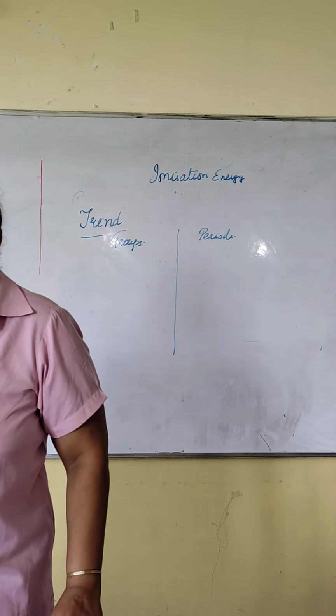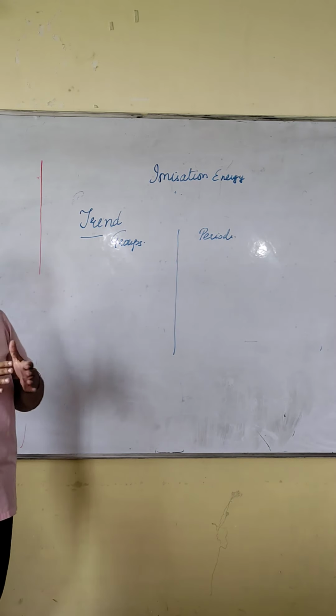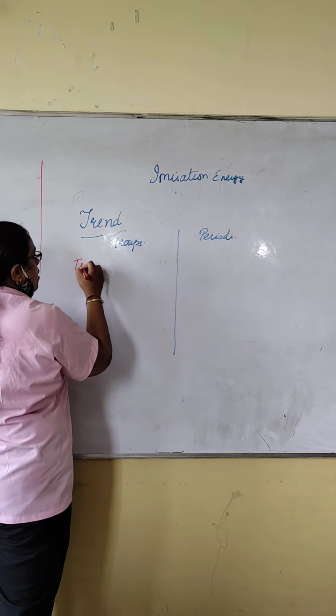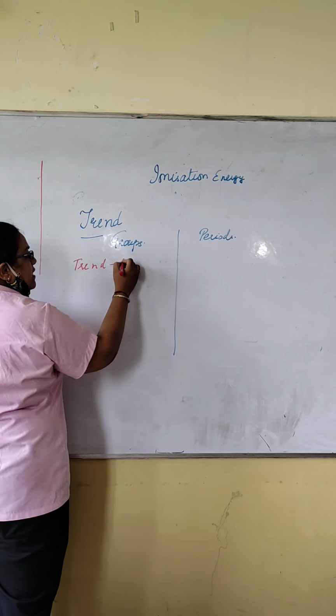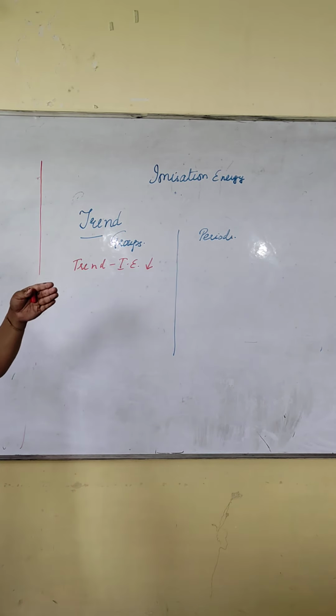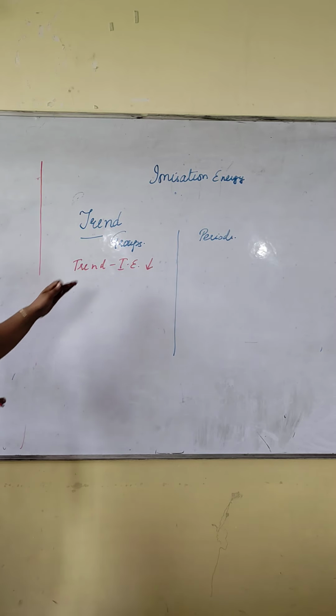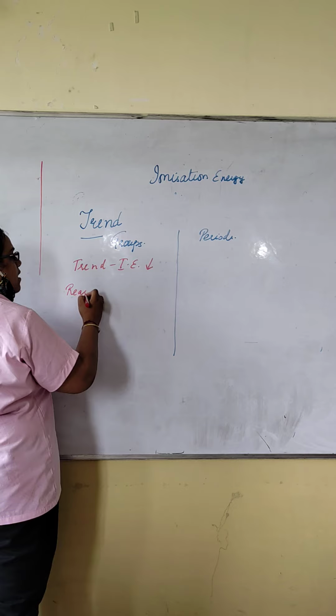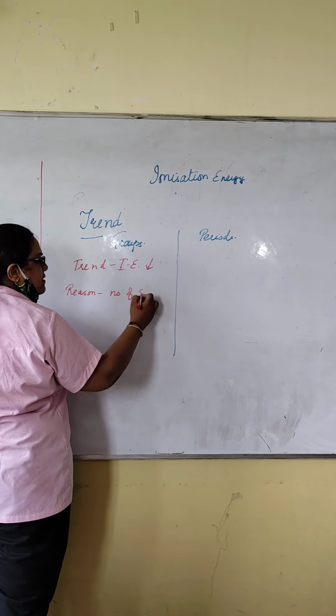Remember the concept of atomic radii. Along the groups, atomic size increases. So what is the effect on ionization energy? It will decrease. Ionization energy will get decreased because along the groups, atomic radii will increase. So increase in size, decrease in ionization energy. The reason will be that the number of shells increases.